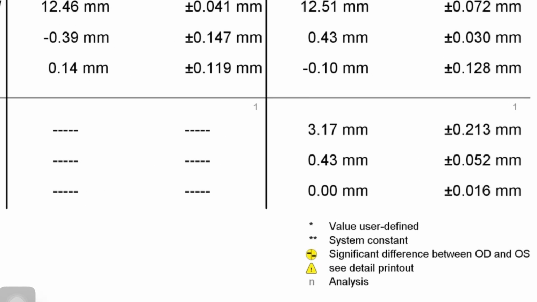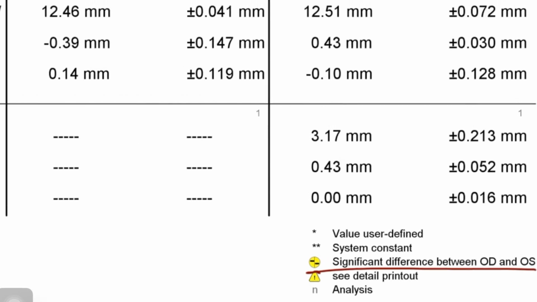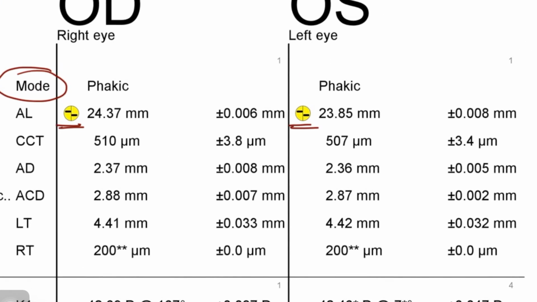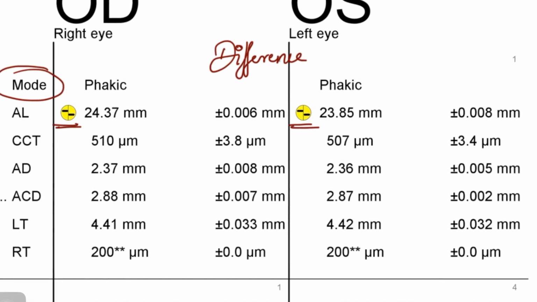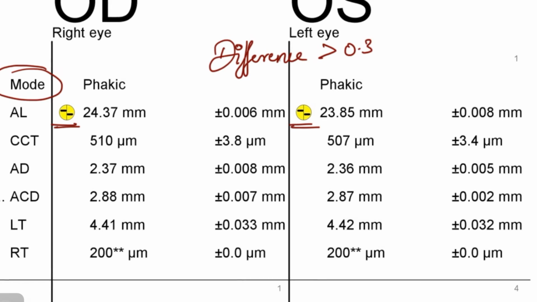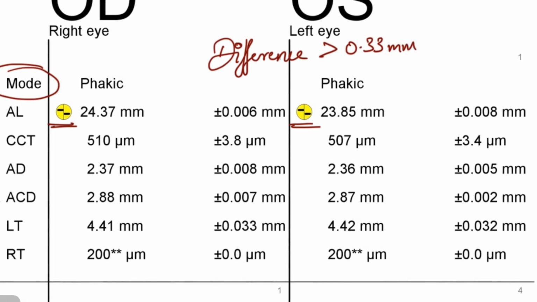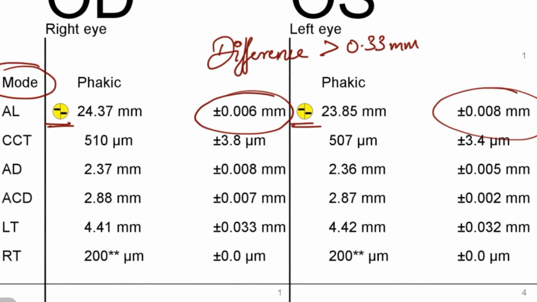Here it means that there is significant difference in the axial length between the right and left eye. The difference noted is more than 0.33 mm, which is an indication for validation. Always verify the standard deviation. It should not be more than 0.05 mm.